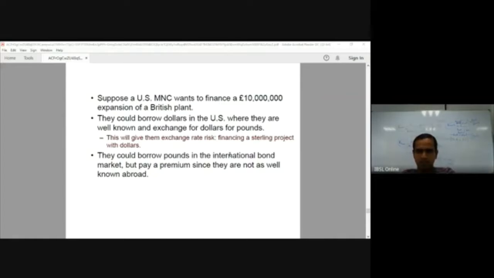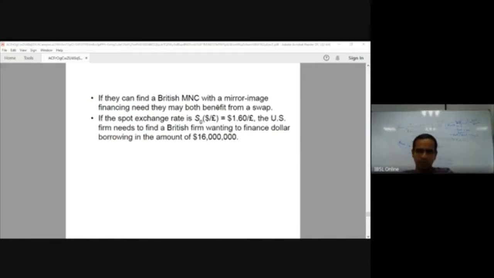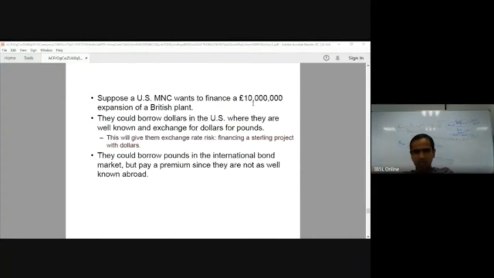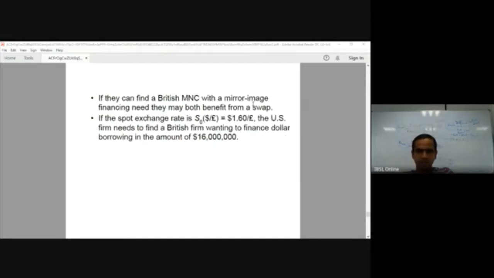Suppose a US multinational company wants to finance $10 million expansion of a British plant. They could borrow dollars in the US where they are well known and exchange for pounds. Or they could borrow pounds in international bond markets but pay a premium since they are not very well known abroad. So what they need to do is find a company located in the UK which has the mirror image position. So if they find a British multinational with a mirror image financing need, they may both benefit from a swap. Right? And the exchange rate is $1.6 per pound.